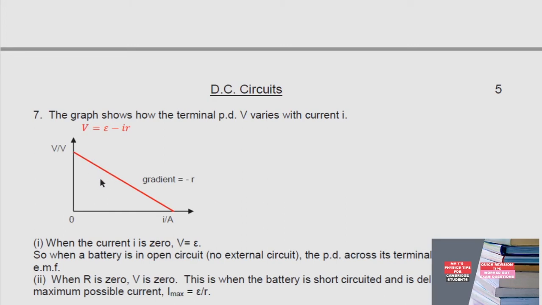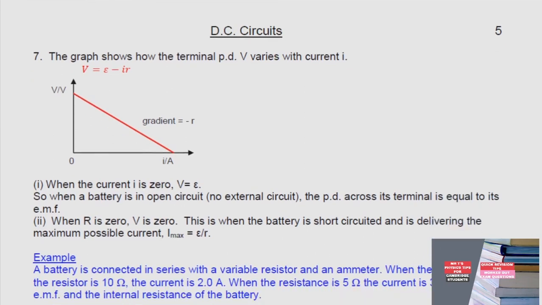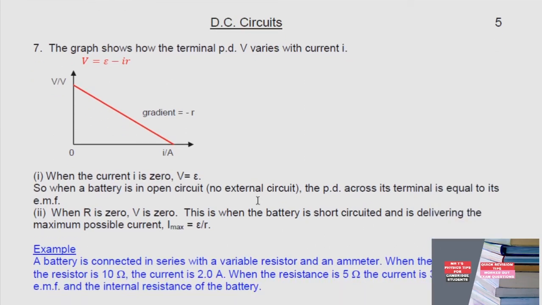And then it starts to drop as you connect the circuit. Now there's a current inside, it starts to drop. The fact that it's got a negative gradient is testified to by this, which is minus r. So minus r is our gradient. When the current is 0, V is equal to the EMF. So when the battery is in open circuit, or no external circuit, the PD is equal to the EMF.